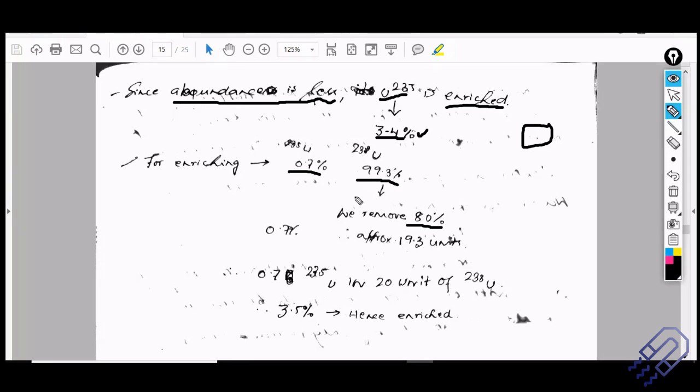So if we do that, we just have 19.3 units of uranium 238 available now. If we are considering 20 units, then 19.3 units will be nothing but uranium-238, and 0.7 unit will be nothing but uranium-235. And now if you work out the maths, you know that in this block you will have more uranium-235 now. Of course not more compared to uranium-238, but individually it's 3 to 4% now. And that is enough to cause a nuclear fission reaction to generate energy in a nuclear reactor.